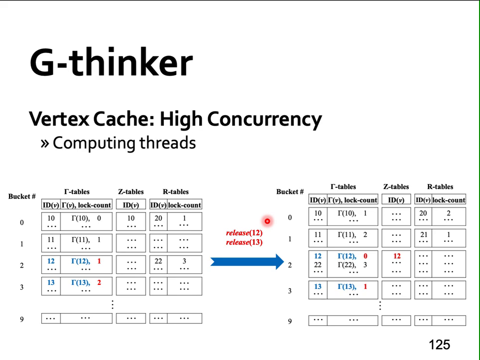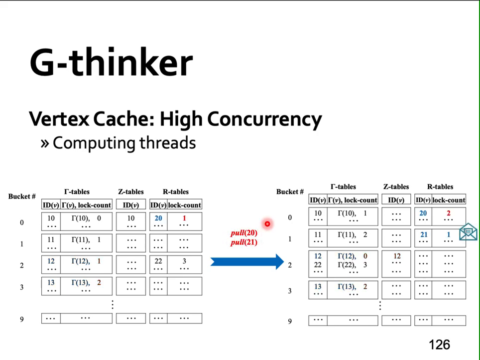Next, assume a task finishes a round of compute function call and releases its hold of the requested vertices, such as 12 and 13 here. Then we need to decrement their counters in gamma table, and since vertex 12's counter becomes 0, it is added to Z table to allow eviction.